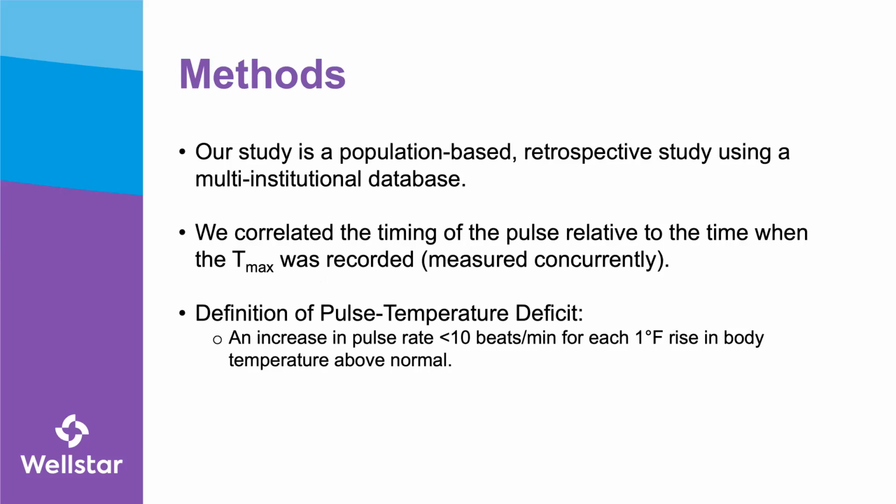We correlated the timing of the pulse relative to the time when the Tmax was recorded, measured concurrently. The definition of pulse temperature deficit was an increase in pulse rate less than 10 beats per minute for each 1 degree Fahrenheit rise in body temperature above normal.